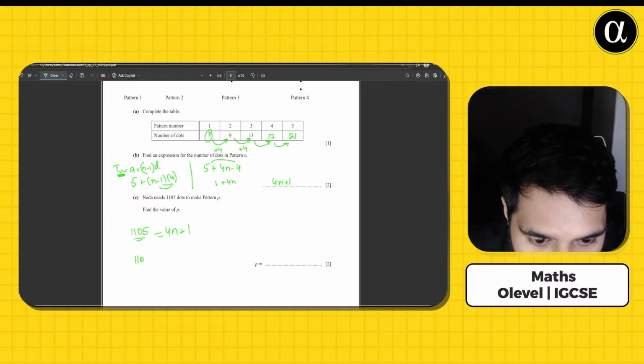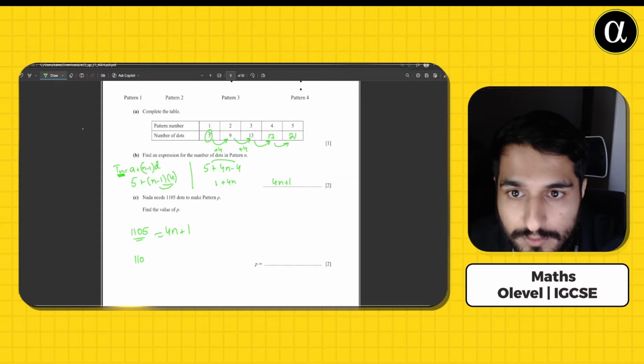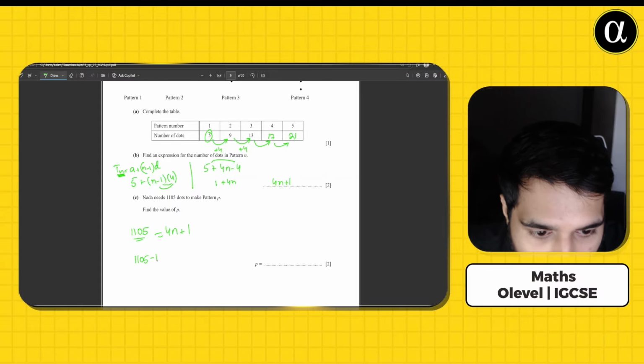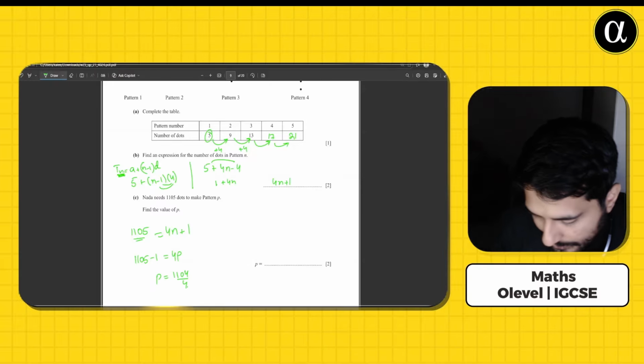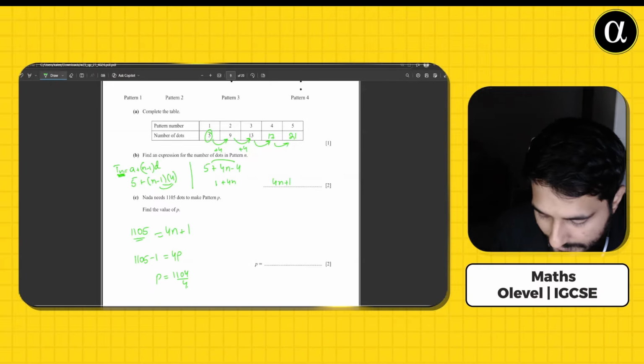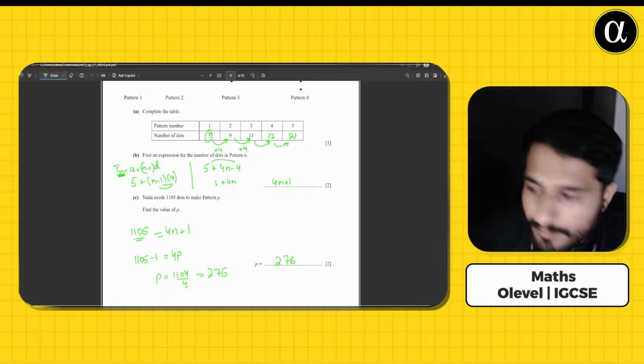So what we can say is 1105 minus 1 is equal to 4 times p, and the value of p is going to be 1104 over 4. That is going to give us 1104 divided by 4, which is 276. P is going to be 276.